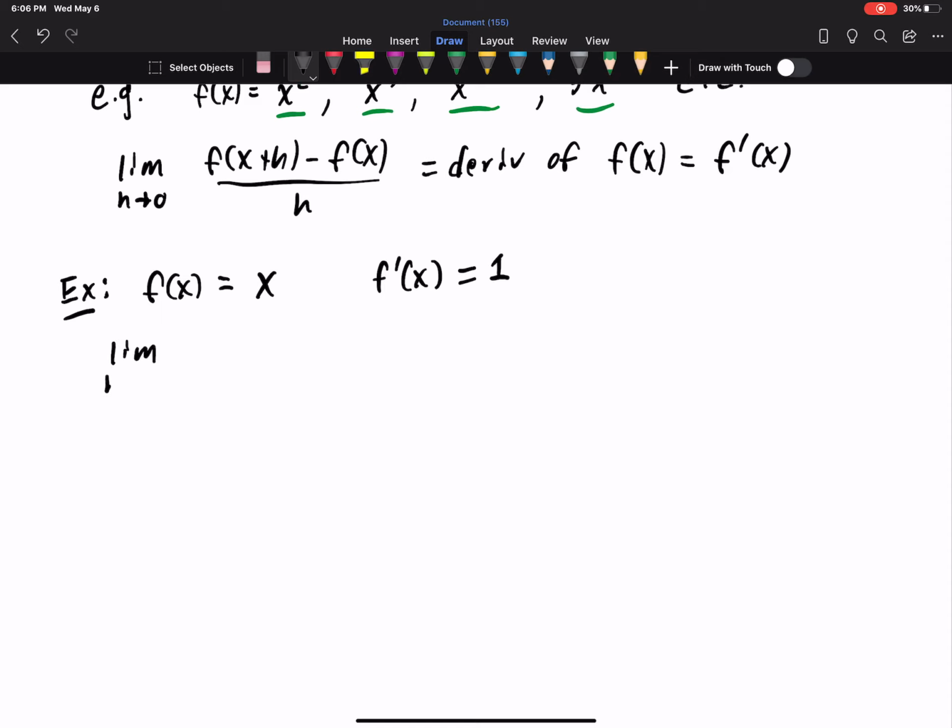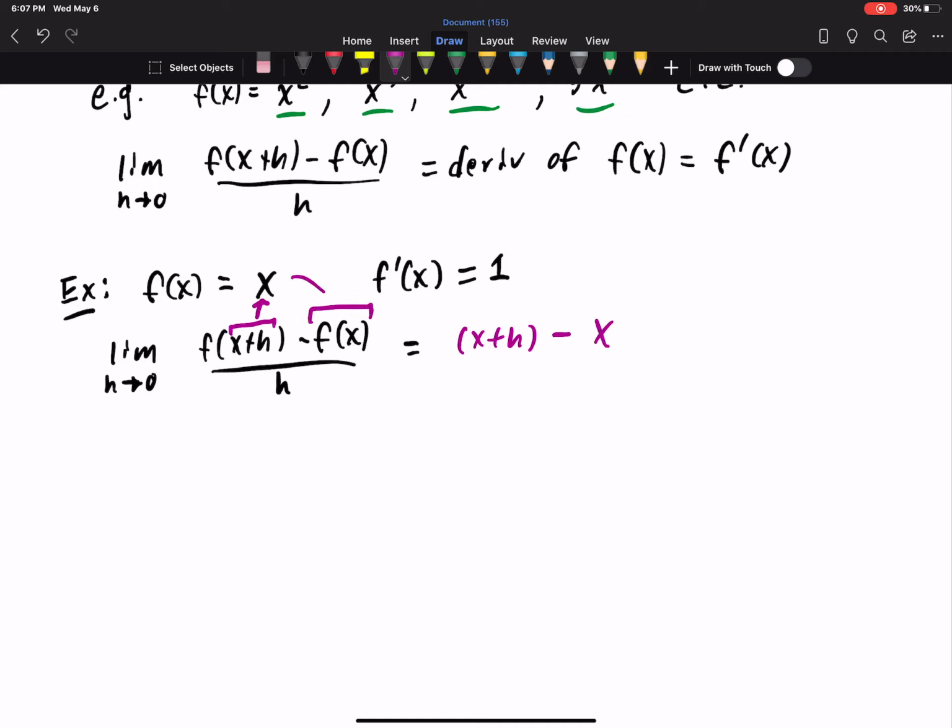Limit as h approaches 0, f of x plus h. So yes, we're going through this nastiness for now, but it'll pay off, I promise. So we have f of x plus h minus f of x all over h, and we need to substitute in our information here. So we have this x plus h. Every place you see an x in your f of x, you replace it with that x plus h. So you have x plus h right here. And then you subtract off the original function, meaning just x in this case. Then you put it all over h, and then you take the limit as h approaches 0.